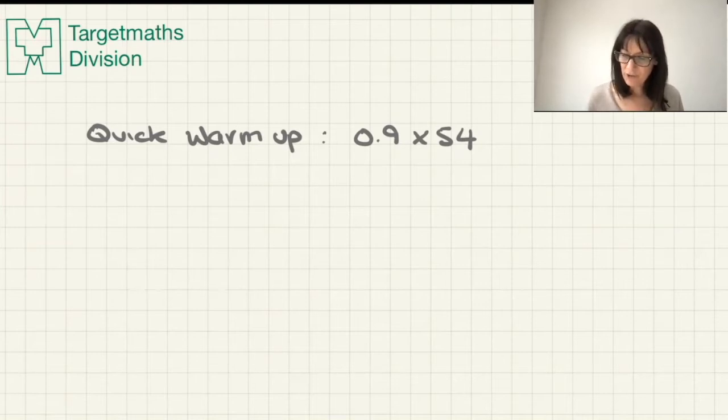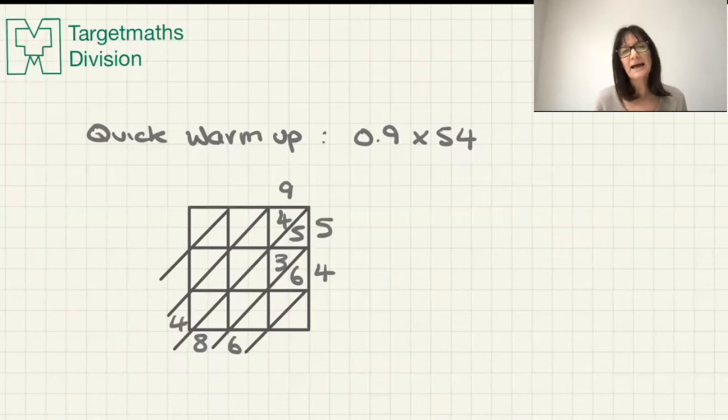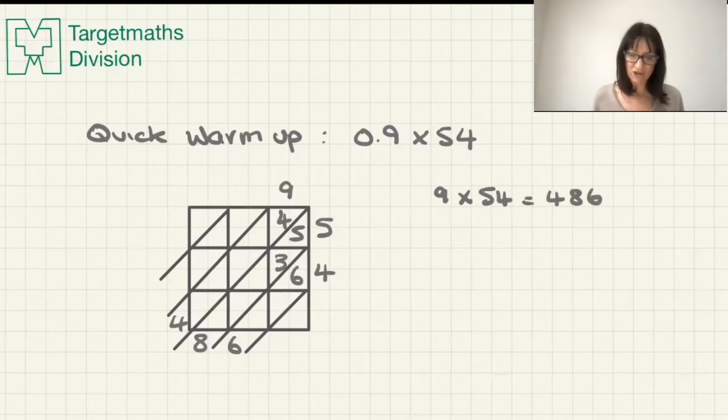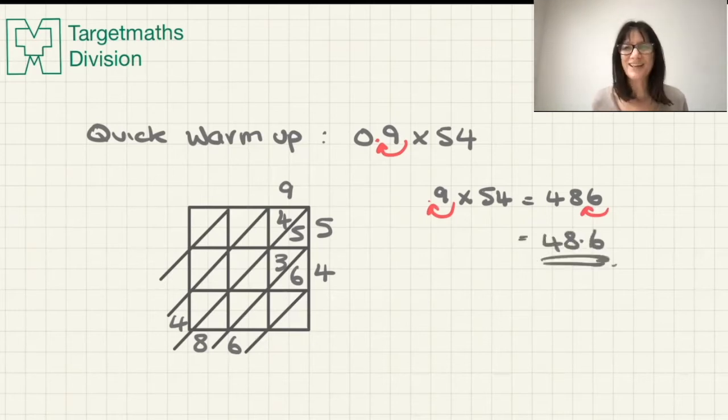Okay, so you should have ignored the decimal and gone straight to your Chinese grid, and you would have hopefully seen that. Now, just to finish it off, what we've done there is 9 times 54, which is 486. Now, obviously, the question is different. The 9 is actually 0.9. So I've got a point in front of it. That's one place, so one place in on the answer as well. And we've got 48.6.